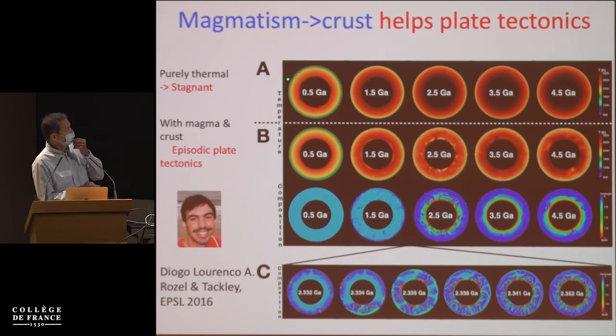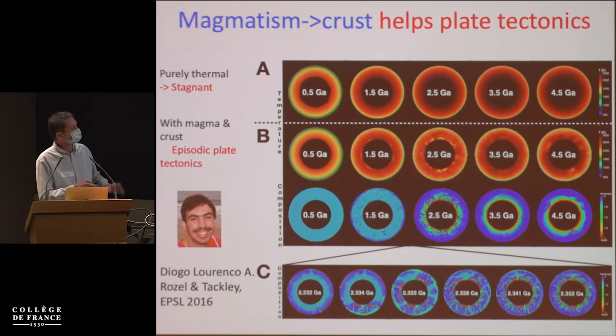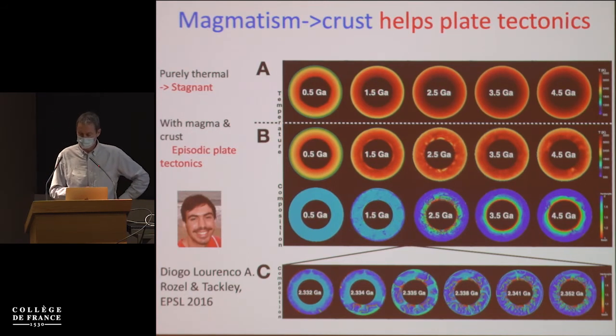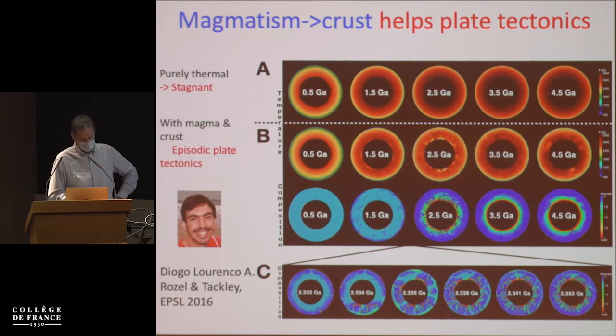So model A here is a model with just an isochemical, so just a purely thermal model, and it does not develop plate tectonics. For 4.5 billion years, it's a stagnant lid planet. Whereas when this melting and crustal production is introduced, then the model displays episodic plate tectonics. So it has bursts of plate tectonics, in other words, where the whole lithosphere overturns.